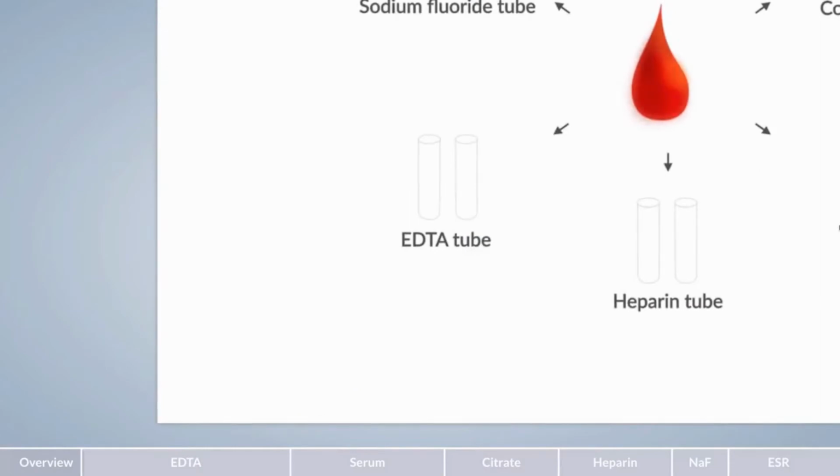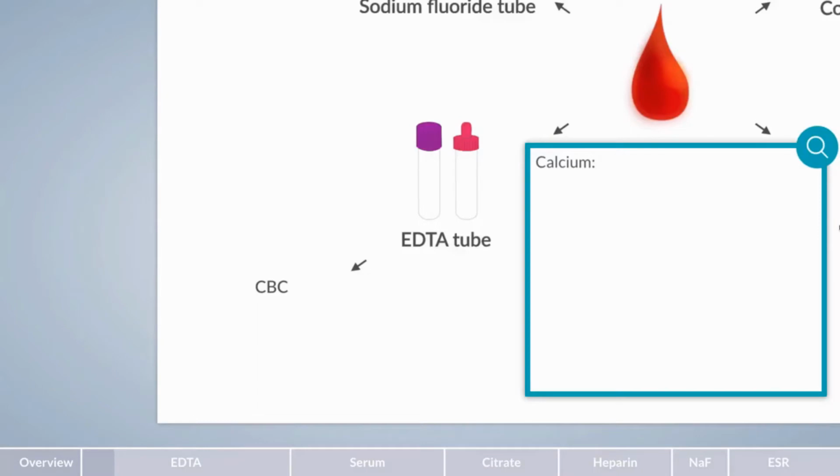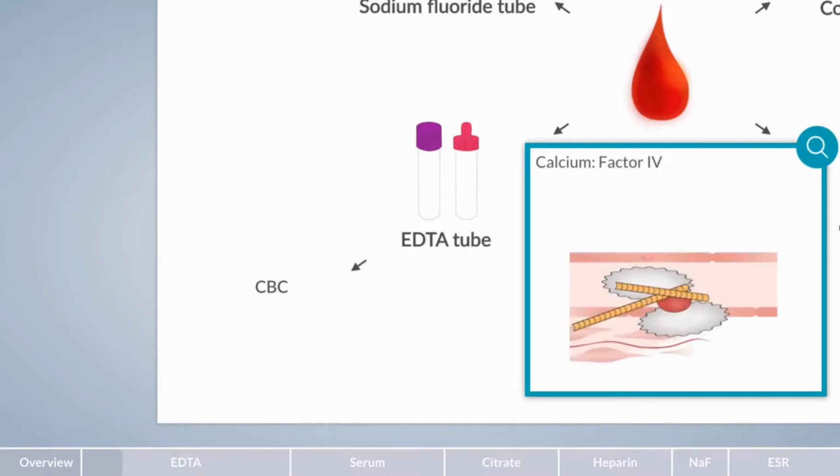EDTA tubes have a lavender cap in accordance with the international standard and a red cap in accordance with the European standard. They are usually used to measure blood counts. To determine the different numbers of cells in the sample, coagulation in the blood sample should be completely inhibited. Therefore, the collection tube contains EDTA. The underlying principle is actually quite simple. Calcium, also termed factor 4, is important in blood coagulation. When calcium is removed, blood doesn't clot.